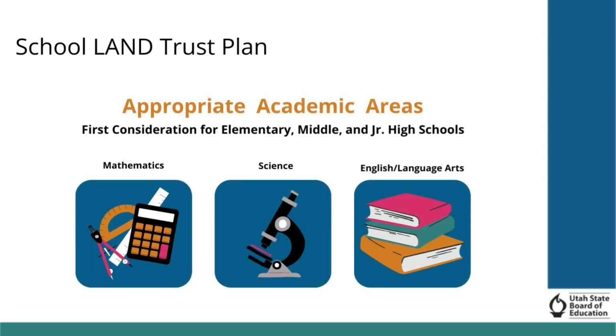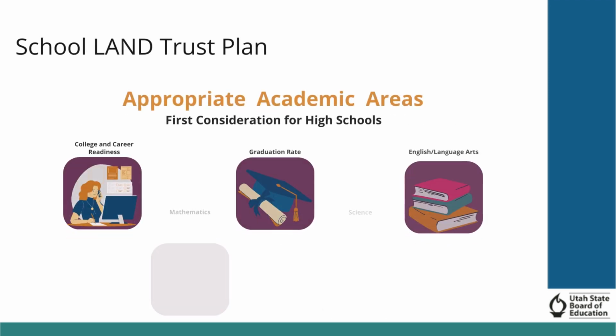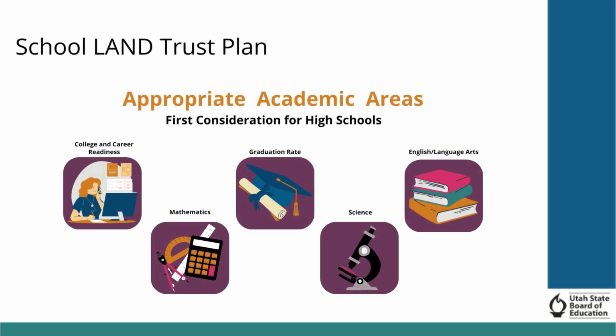When preparing the School Land Trust Plan, the academic areas to consider first for elementary, middle, and junior high schools are mathematics, science, and English language arts. For high schools, the academic areas that should have first consideration include college and career readiness and graduation rate increase, as well as mathematics, science, and English language arts.